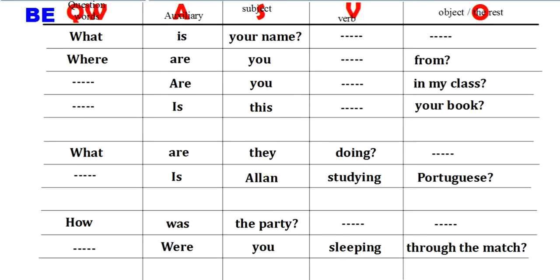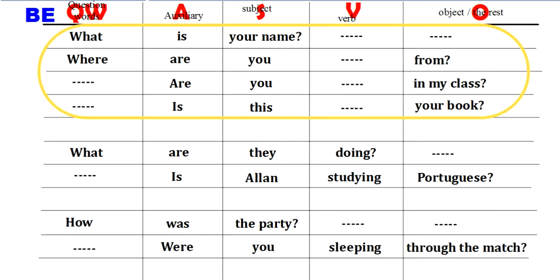So here are many different questions with the verb to be. Some of them are yes and no questions. Some of them are WH questions. Some of them have objects or prepositional phrases, something in the other position, the rest position, and some don't. Let's look at the first 4.